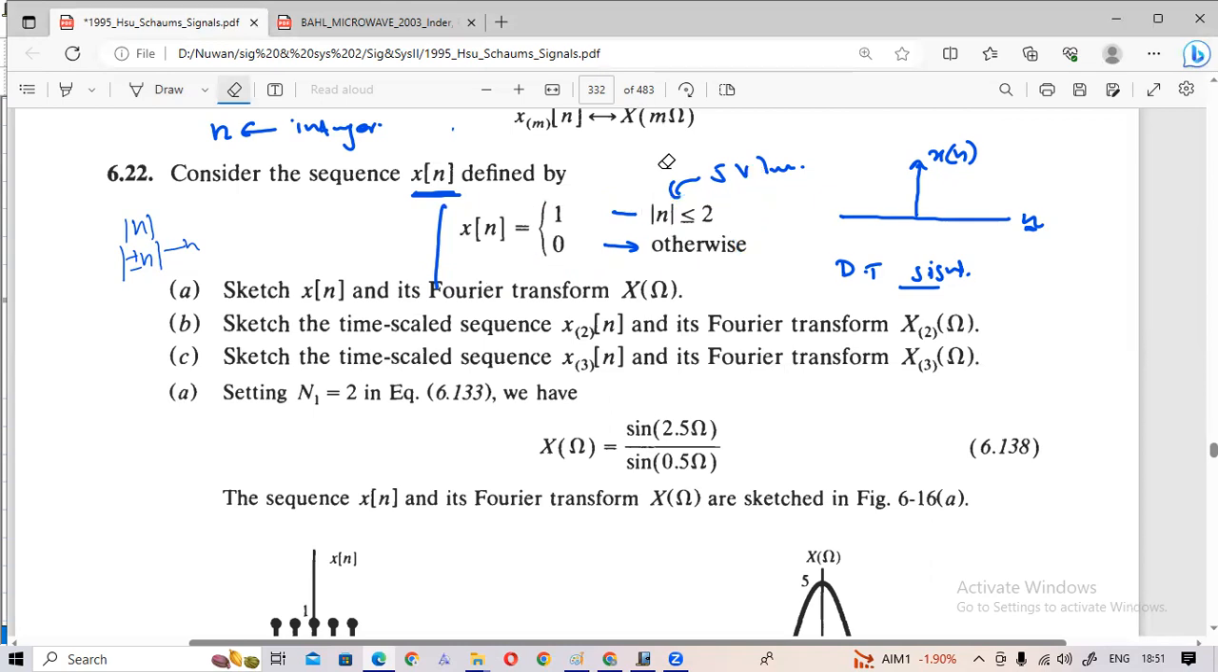I got the correct answer from one student. Yeah, that is also correct. Yeah, got two answers.